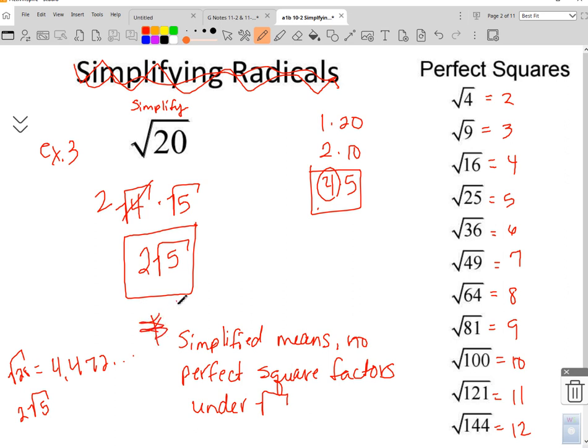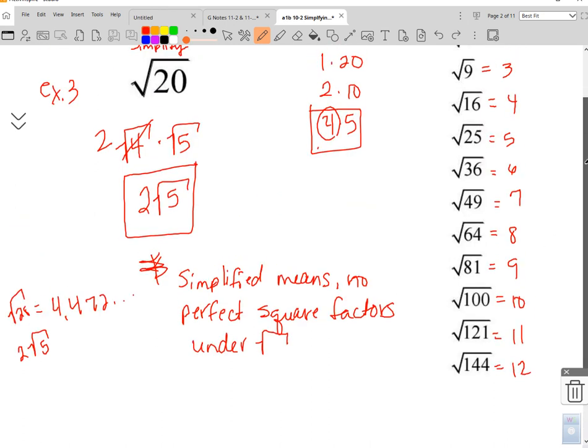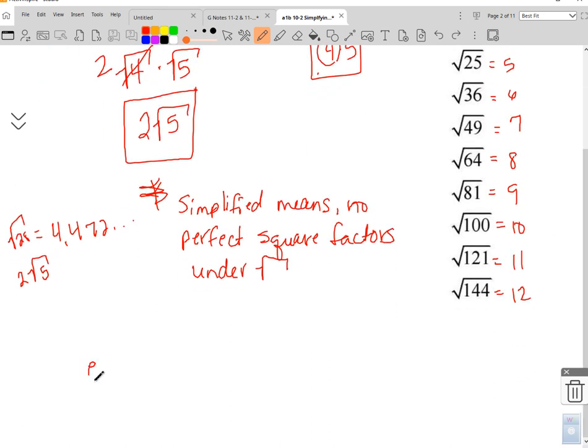So there can also be variables underneath here. Okay? So we're going to be working with those as well. But we're going to do a couple more examples without variables, and then we'll get to that. So let's go. Example 4, the square root of 128.